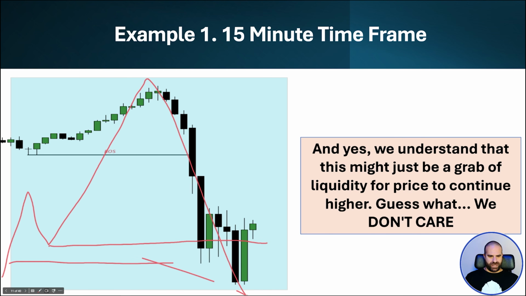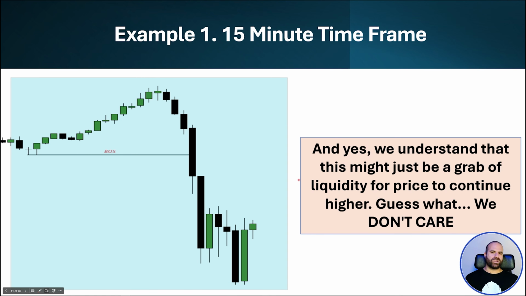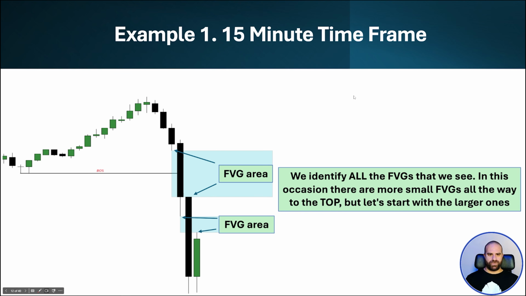Now, you might say that, Chris, we were in an uptrend and now this whole continuation might be just a grab of liquidity for price to continue higher. It might be many things, guys. I don't care about that. I'm showing you a very specific strategy which has a statistical advantage, and of course, again, I'm using this strategy on Nasdaq. If you try to apply this strategy on Forex and not on indices, you will have way bigger trouble. Of course, it will work, but it will work way less.